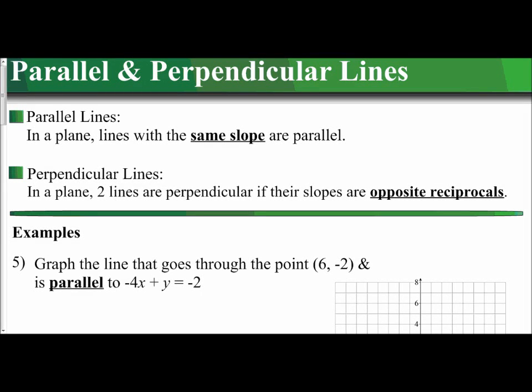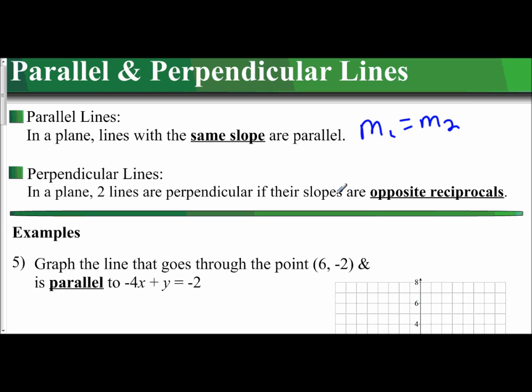The following video is going to examine the relationship of slope with parallel and perpendicular lines. Parallel lines do not intersect. They have the same slope since they are parallel. So parallel lines have the same slope. The slope of one line, m1, is going to equal the slope of another line, m2.